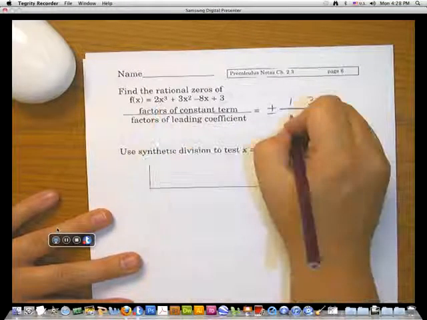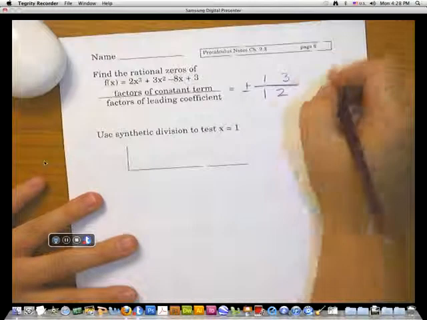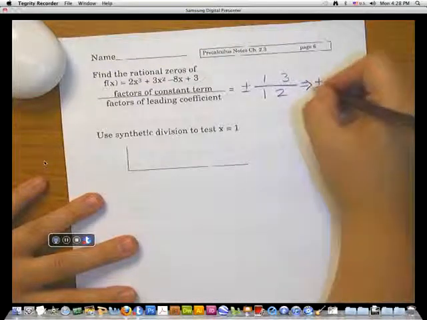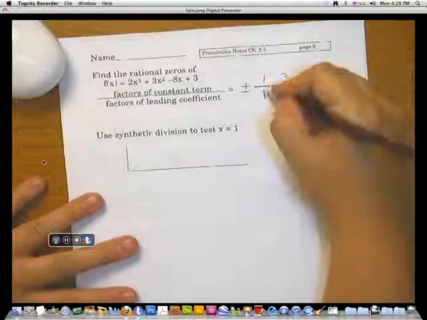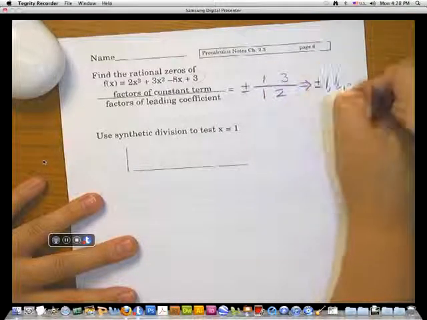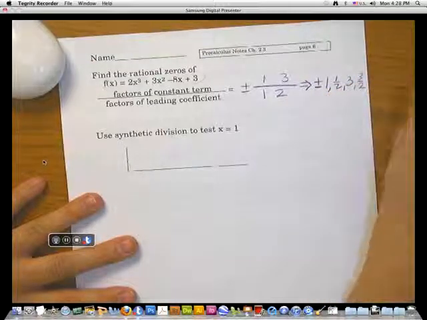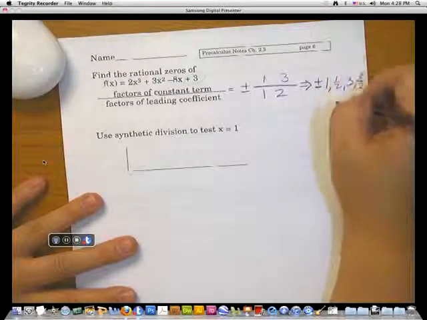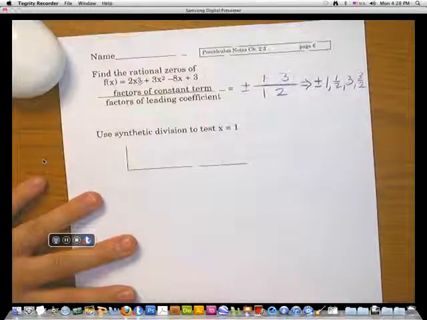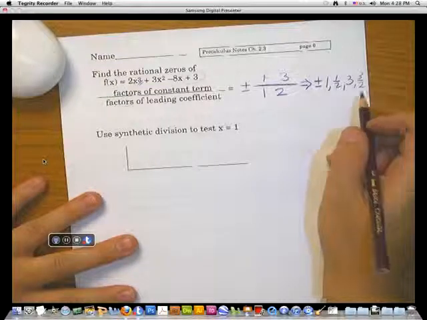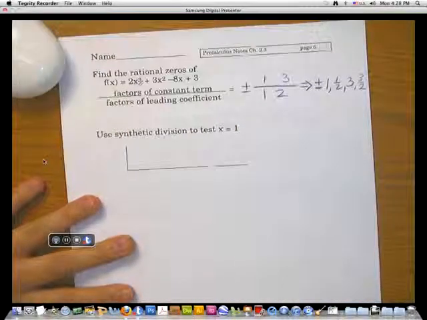The factors of the leading coefficient are 1 and 2. Therefore, my list of possible zeros are positive, negative 1, positive, negative 1/2, positive, negative 3, and positive, negative 3/2. So I have potentially 8 potential zeros. Now the reality is there's at most 3 real rational zeros. I have a potential of 8 to test from, but there's only a maximum of 3.